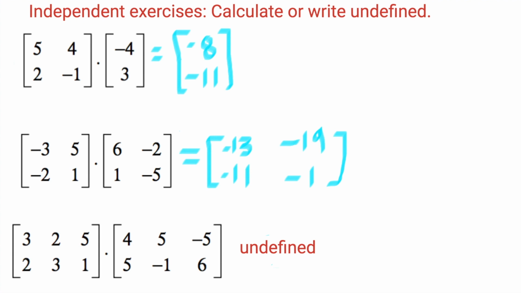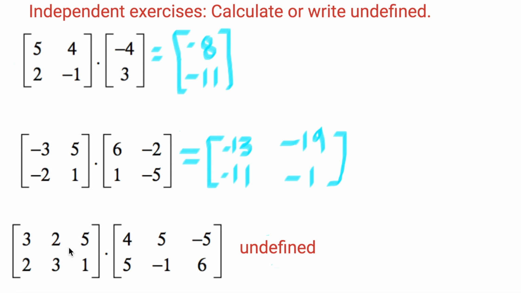So here are the answers to the 3 exercises. In the first matrix here, we have a 2 by 2 matrix times a 2 by 1 matrix. So that means the answer is going to be a 2 by 1 matrix. In the second exercise here, we have a 2 by 2 matrix times a 2 by 2 matrix. That means the answer is supposed to be a 2 by 2 matrix.